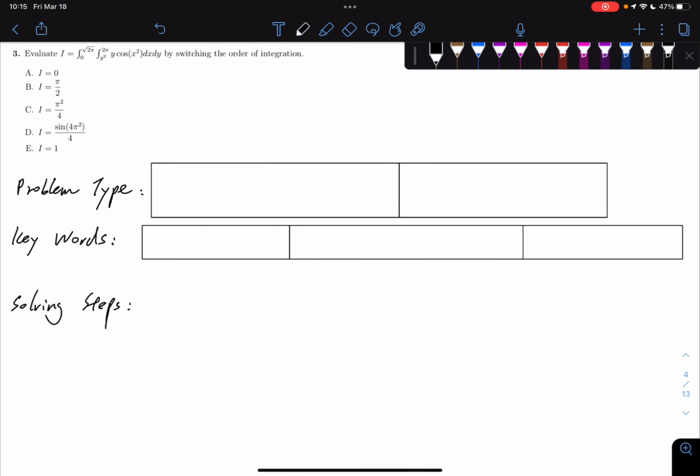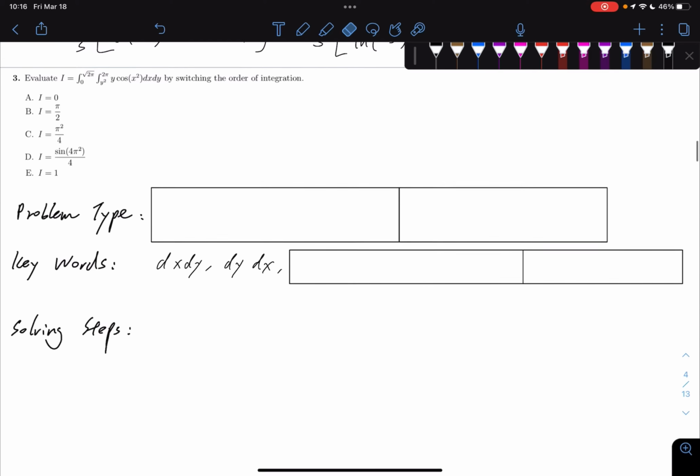All right, question number 3. Evaluate this integral by switching order of integration. So first of all, by looking at this integral, it's dx dy. So that tells us it's a double integral, right? Double integral dx dy, and it's in a rectangular coordinate, at least that's what it seems like. So dx dy gives something away, at least it's something in the rectangular region.